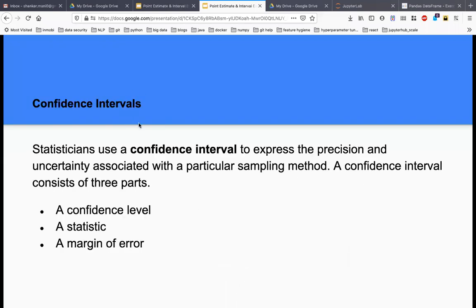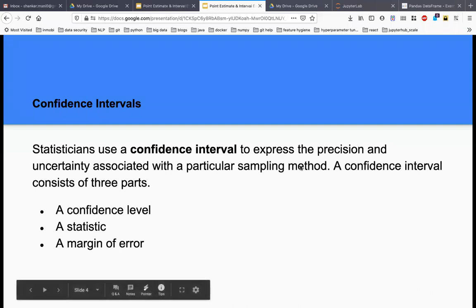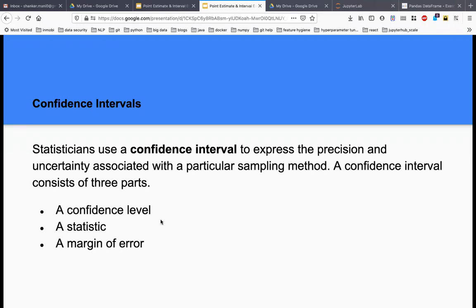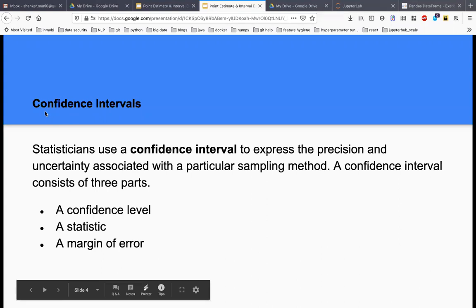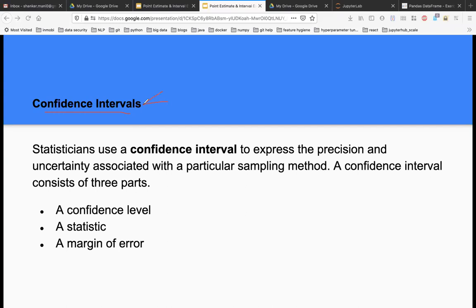Now let's come to confidence intervals. Statisticians use a confidence interval to express the precision and uncertainty associated with a particular sampling method. A confidence interval consists of three parts: a confidence level, a statistic, and a margin of error. So confidence intervals are made up of three things: the statistic, say the mean or whatever, the margin of error, and the confidence level.